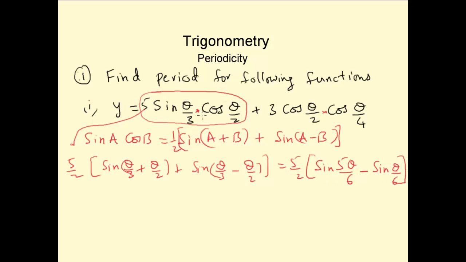Now we converted the product into the difference. So you can find the period for this and for this, and hence you can find the period for this whole function.